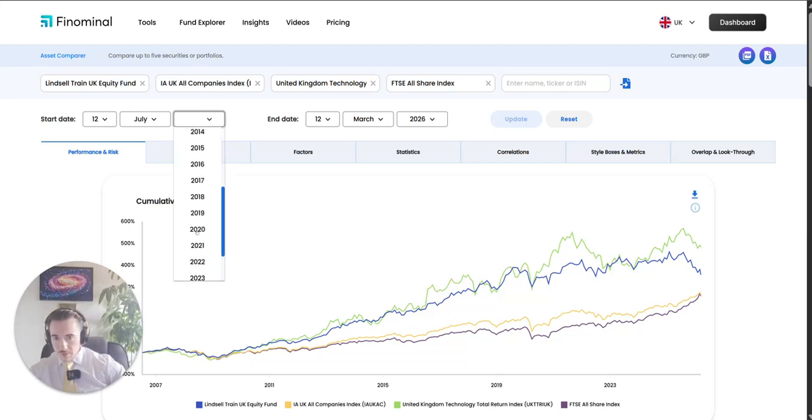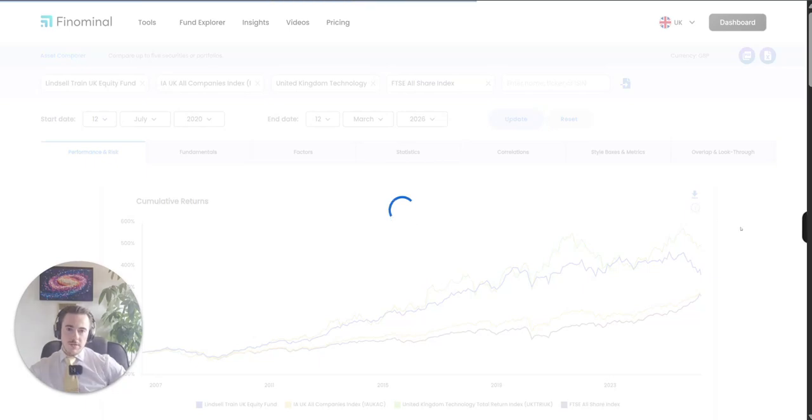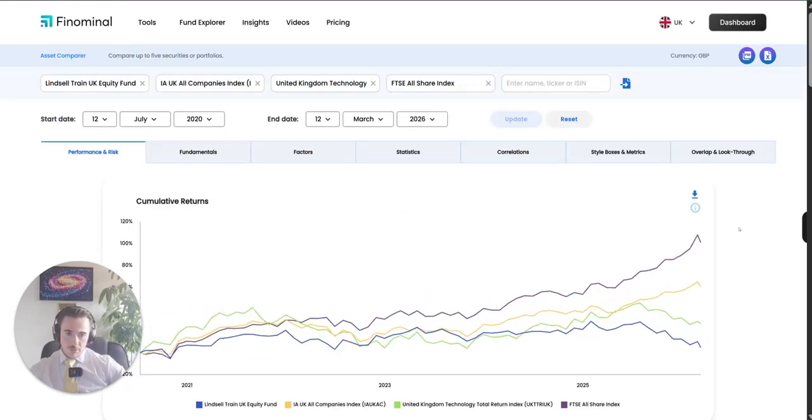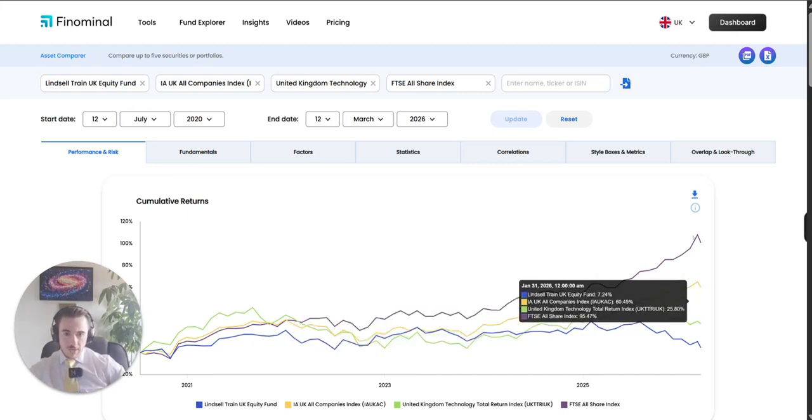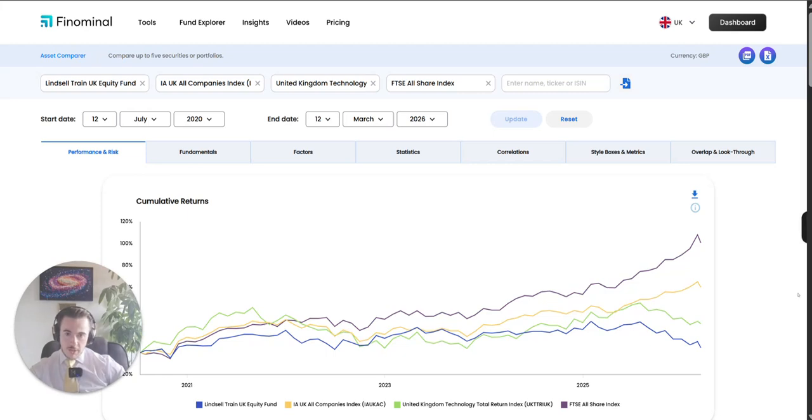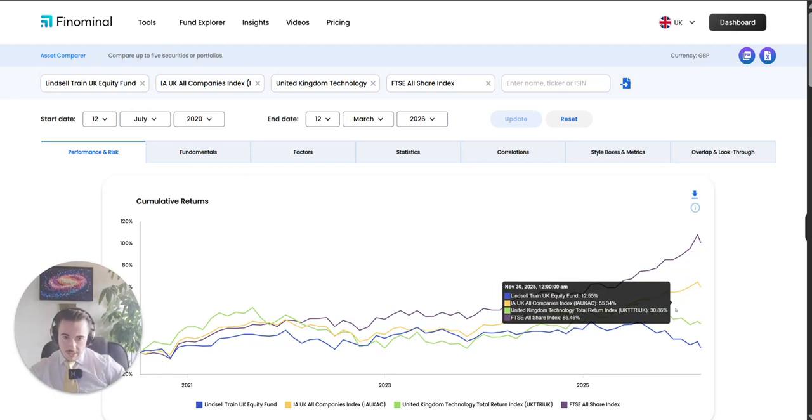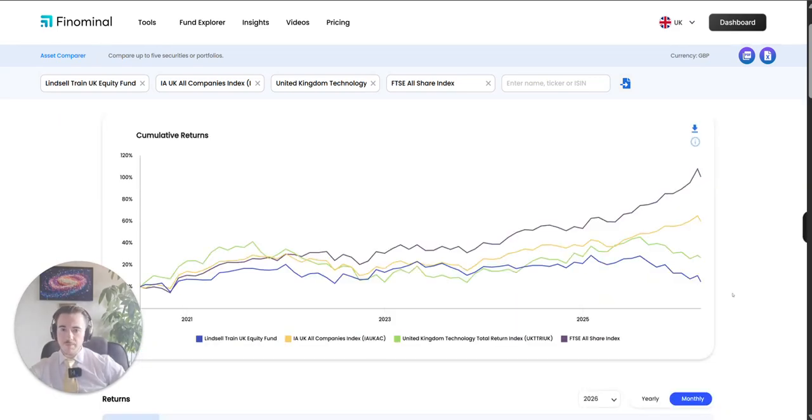Let's scroll down, 2020 update, and see what we get. As we initially saw from the analysis, I think this will tell quite a different story, which it has. Against all of the assets shown here, Lindsell Train UK Equity Fund has underperformed every single one of them, with the FTSE All Share being the highest performing asset shown, followed by the IA UK All Companies Index, and then the UK Technology Total Return Index.